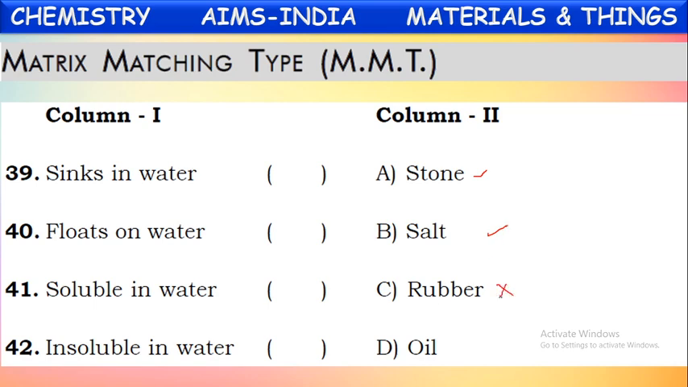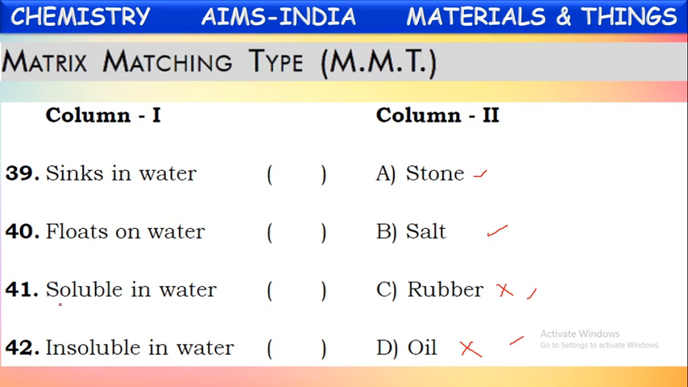Rubber? No, it floats on water. Will oil sink in water? No, oil also will not sink in water. It floats. Now the second one, which floats on water. Will a stone float on water? No. Will salt? No, it will sink and dissolve. Will rubber float on water? Yes, rubber floats on water. Even oil will float. So these two will float on water, rubber and oil. These two will be correct.